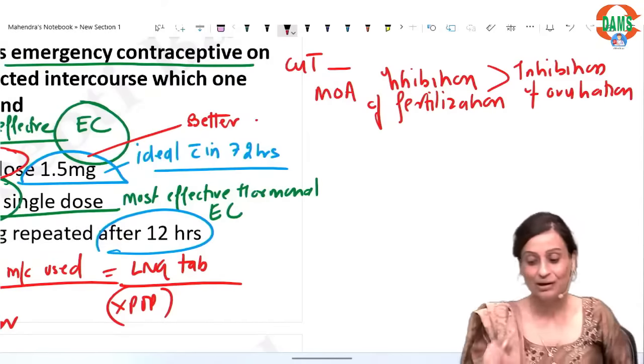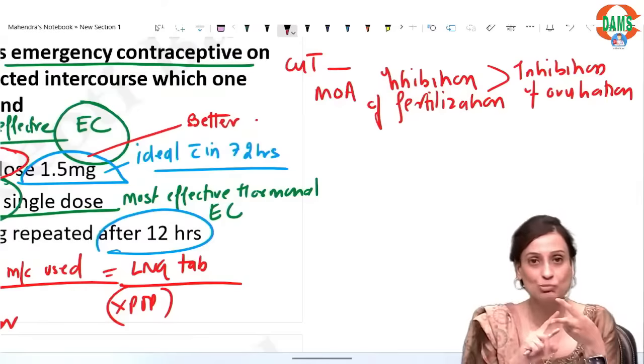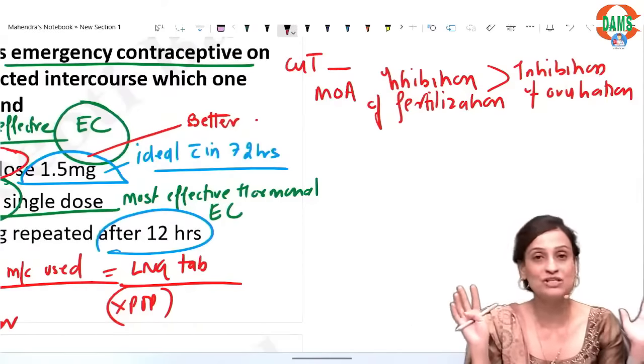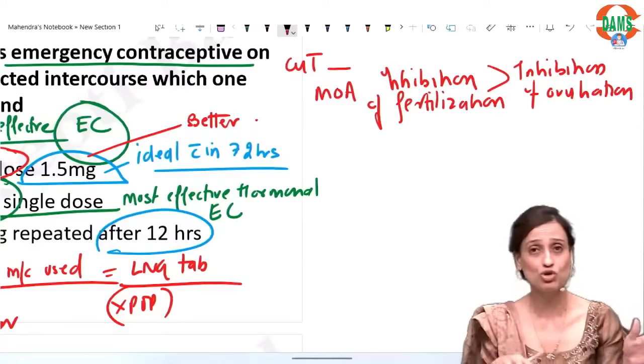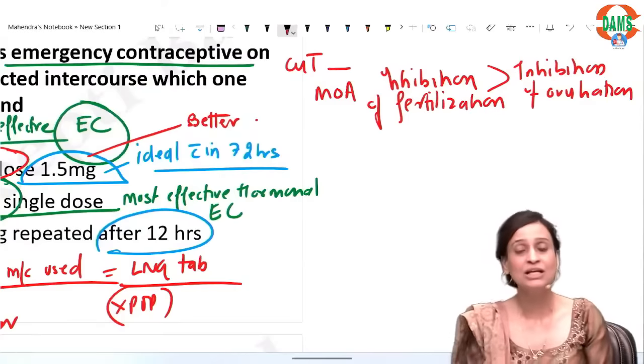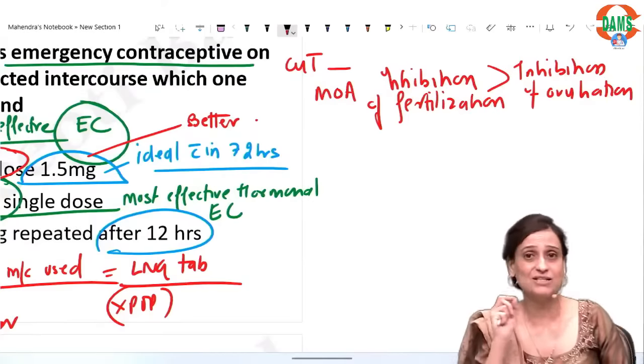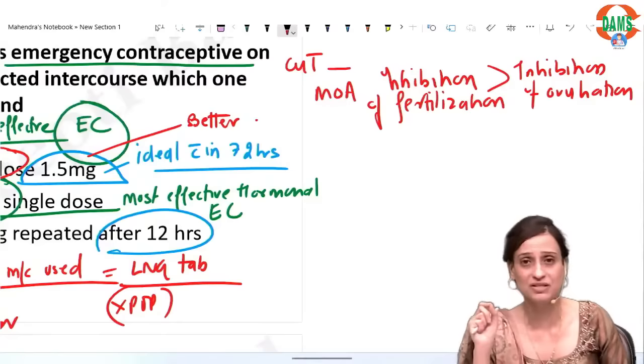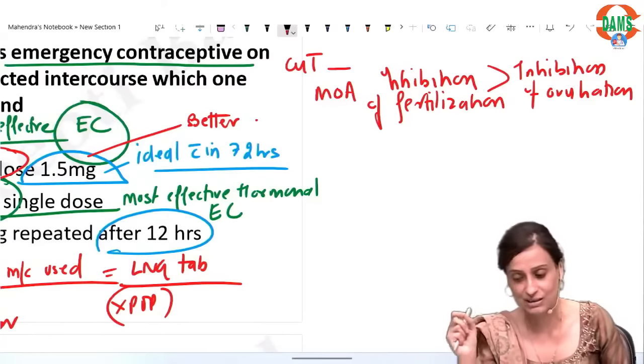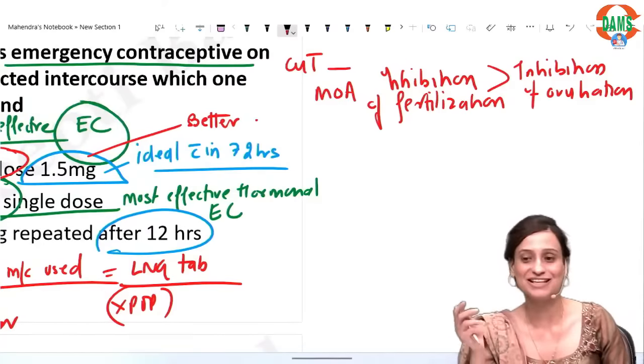Please remember, mini pill and misoprostol are not emergency contraceptives. Okay. Misoprostol is an abortifacient. And in mini pill, the dose is very less. They are not prescribed as emergency contraceptives. Please don't make these mistakes.